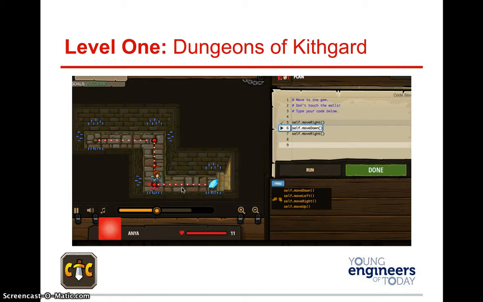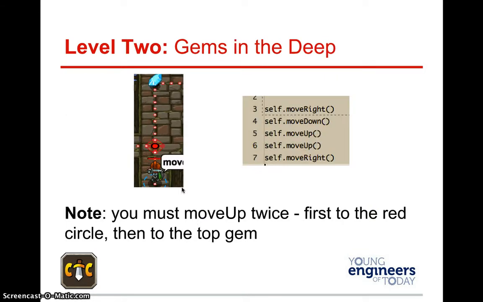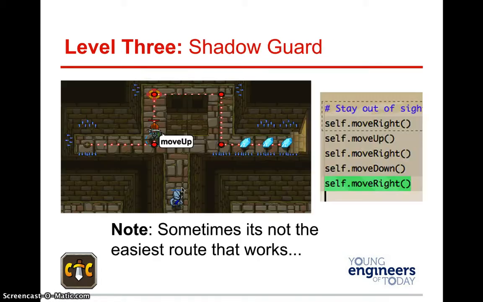All right. So level 1 is Dungeons of Kithgard. You can see how to complete this process. You must move up twice, first to the red circle, then to the top gem. As you learn, you can actually put numbers in the parentheses. Instead of moving up and typing it twice, you can put a 2 in there.